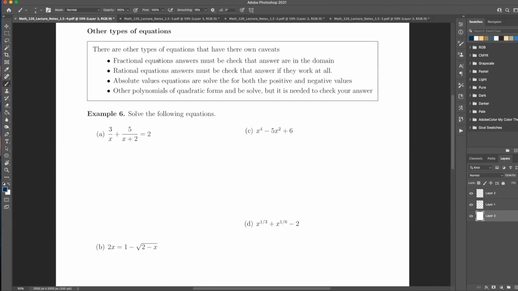Fractional equations, you must check the answers. Irrational, you have to check it. This should be rational. This should be radical. So for rational equations, you have to check answers to the domain. For radical equations like this, you have to check if it works at all. Absolute values, you have to solve for both positive and negative. Others can be false, so you have to check your answers. So let me go over these real quick.